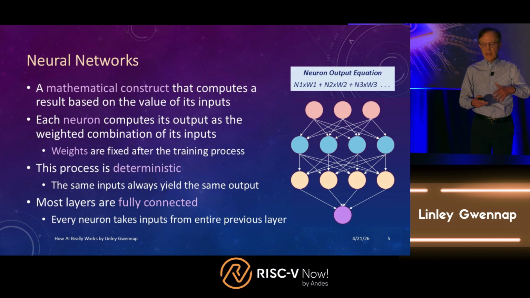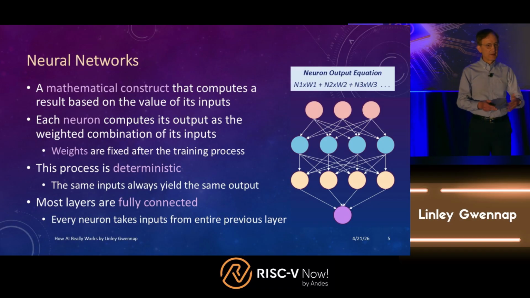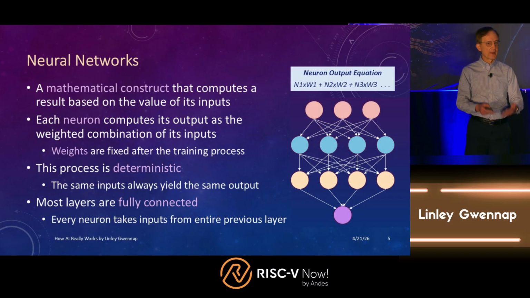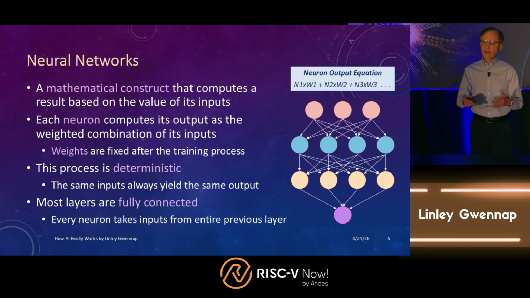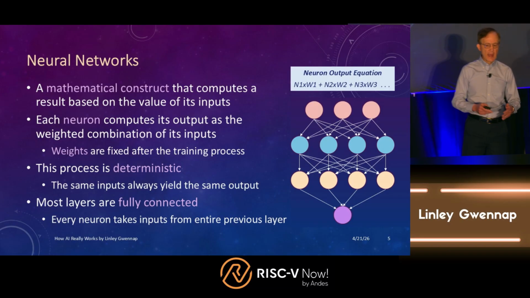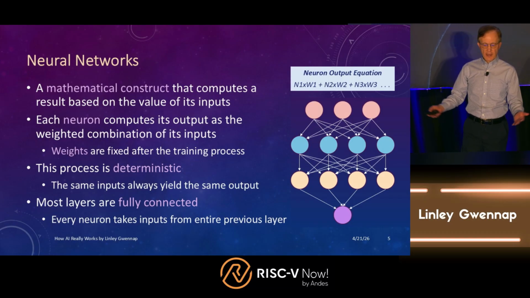Each of these connections, the arrows in the diagram, has a weight value assigned to it. So how important is this input to the value of the neuron in question? You can think of the neuron as calculating a weighted combination, or a weighted average, of the input values in order to produce its output. And the equation is very simple. You just take the first input and multiply it by the weight, take the second input and multiply it by a different weight, and so on, and add them all up to get the output.